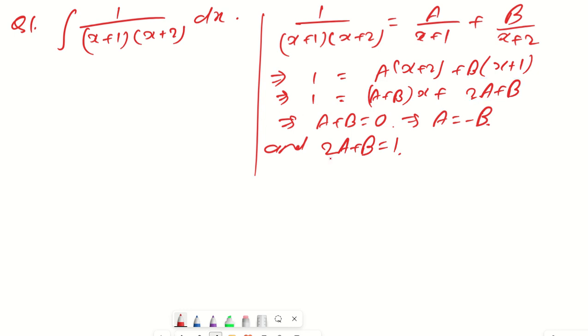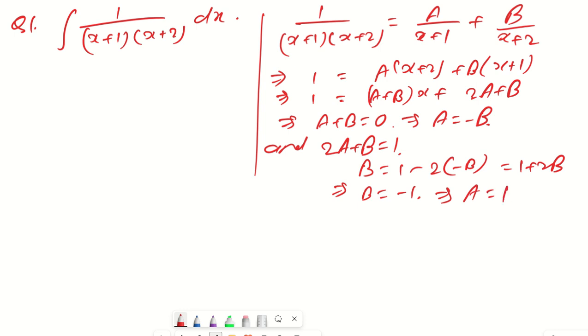From here I can take out B is equal to 1 minus 2A, and 2A is nothing but minus 2B. So this will become 1 plus 2B. So B is equal to 1 plus 2B, or B will go that side, and my B will become minus 1. If B is minus 1, that implies A is equal to minus B, that is 1. So A is 1, B is minus 1.